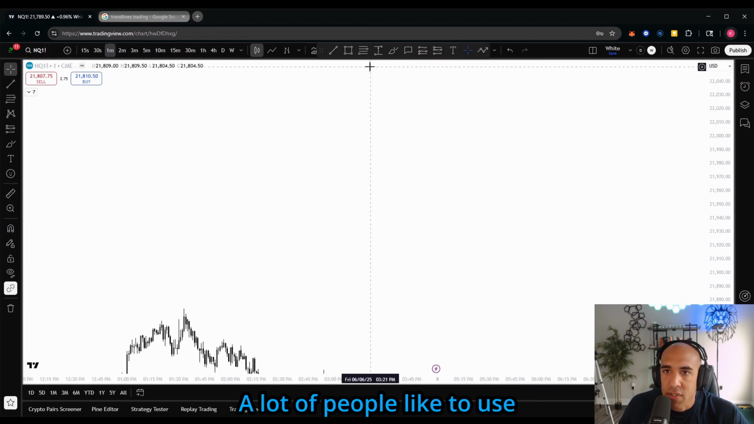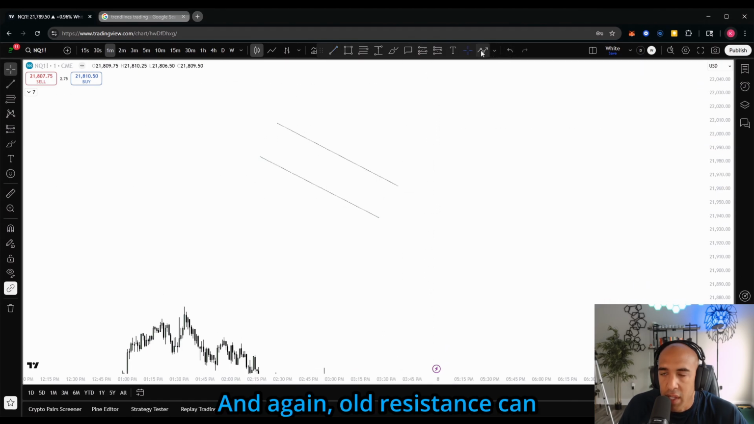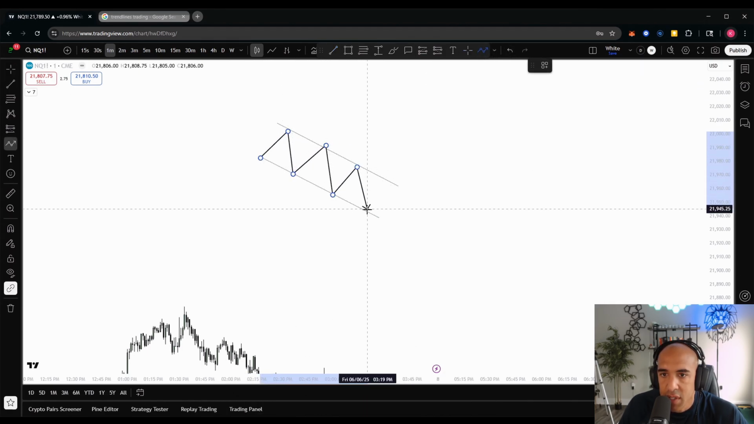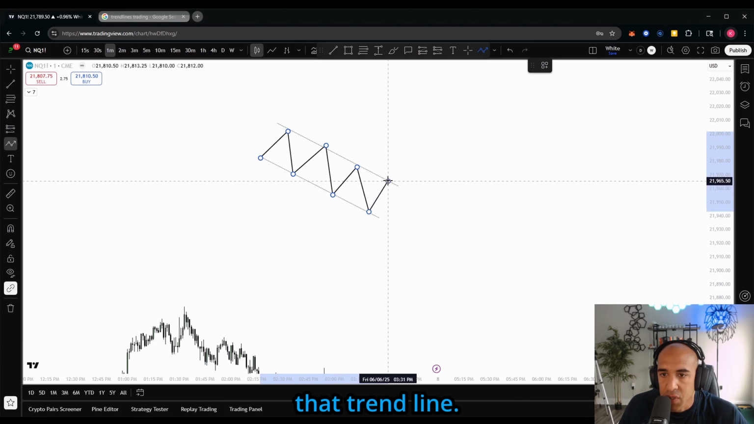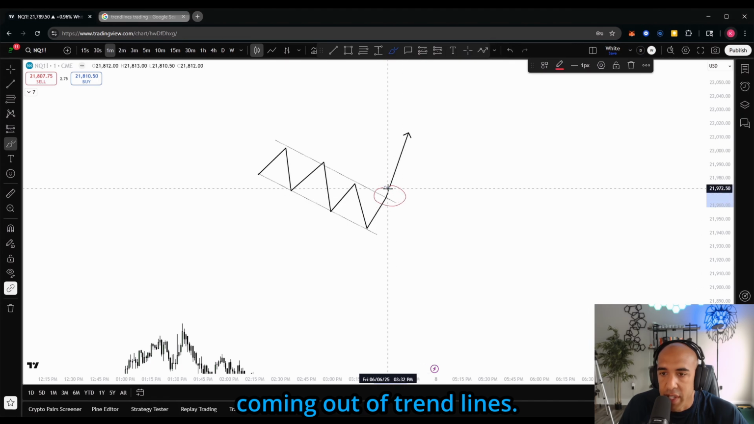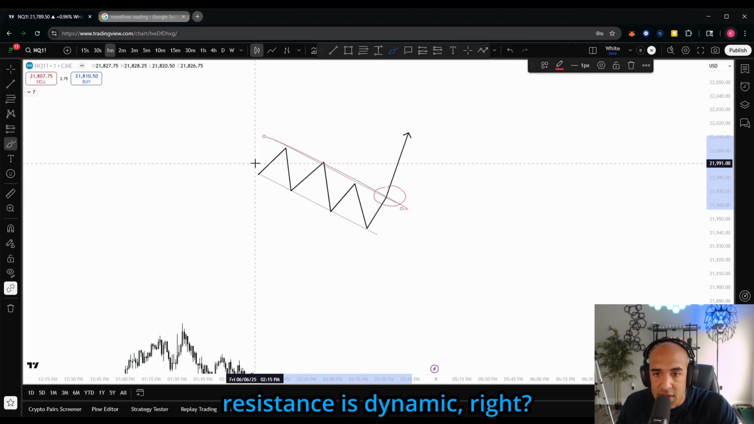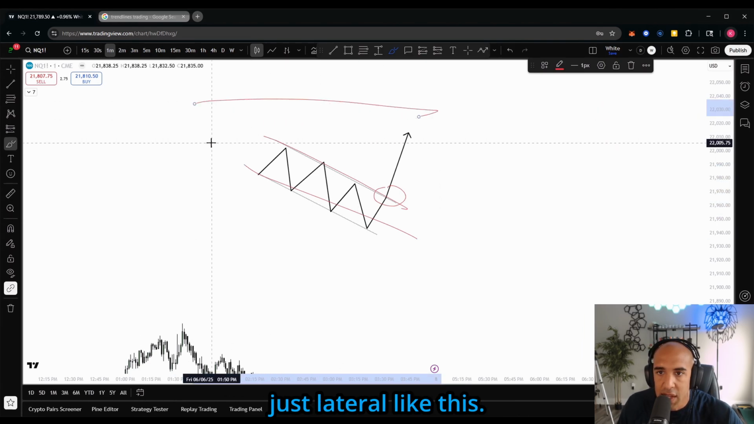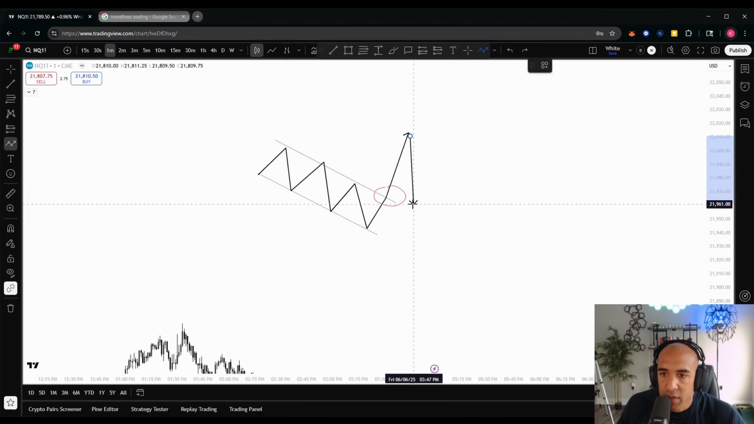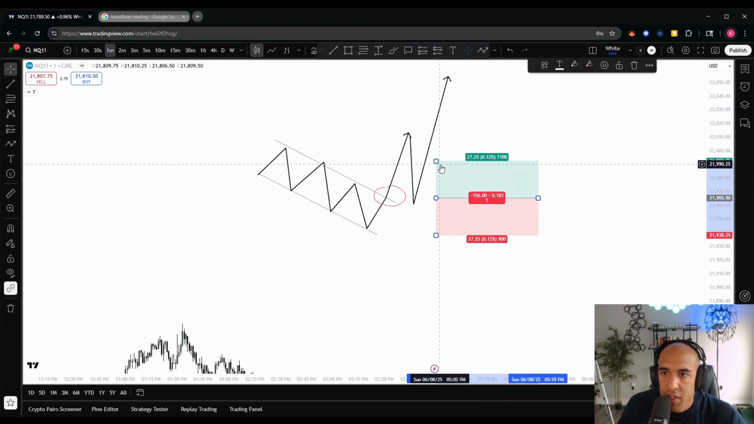A lot of people like to use trend lines for breakout trades. So let's say I have a trend line like this. And again, old support, old resistance can become new support. So let's say I'm trending like this. And then I see price testing that trend line, and then we start breaking out. A lot of times you're going to see big moves coming out of trend lines, and that's because it's no different than support and resistance. It's just that support and resistance is dynamic, right? Instead of being just lateral like this. And then we break out. Sometimes you get the retest back to that trend line. That's where you can find another entry. And then we have continuation right there.